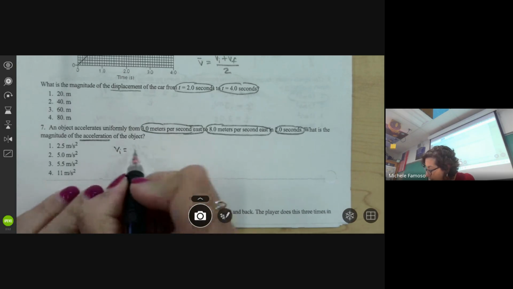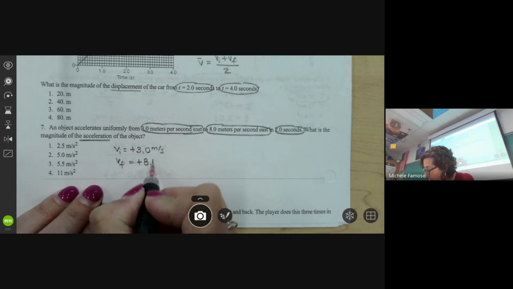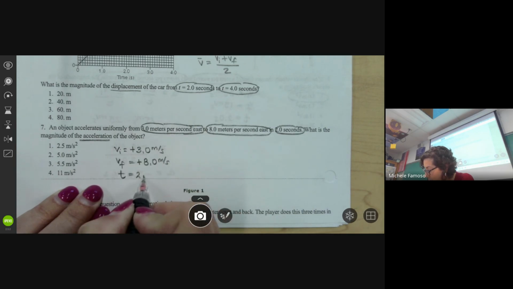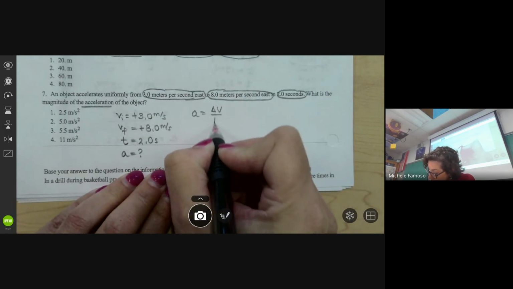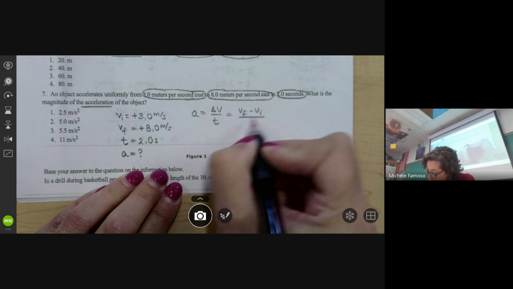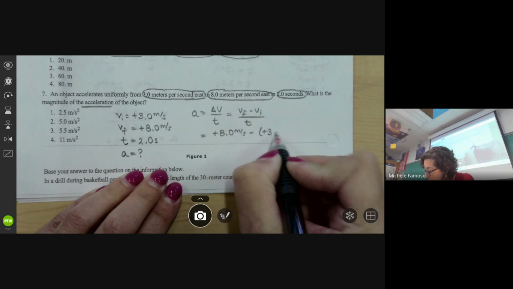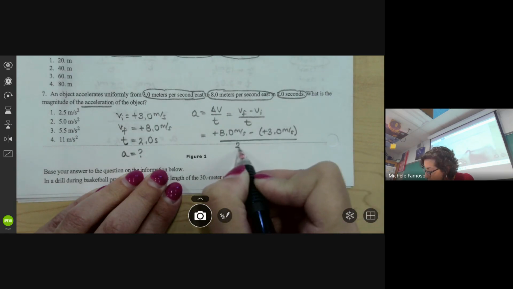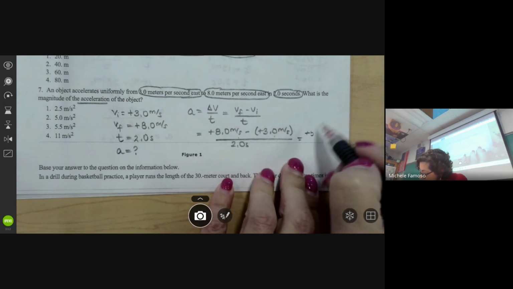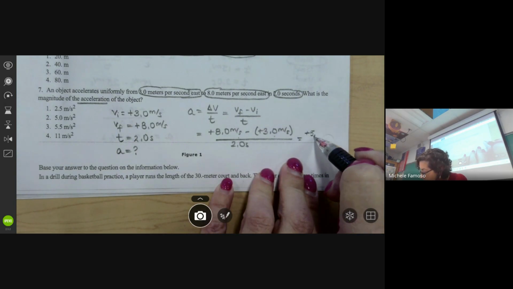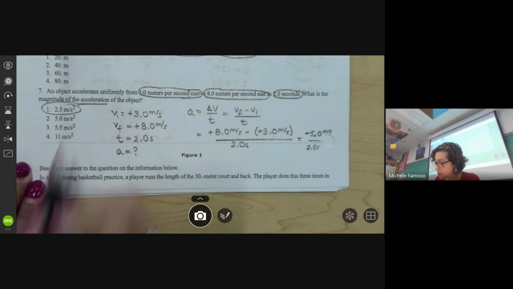So if I list my givens, my VI would be positive 3.0 meters per second. My VF would be positive 8.0 meters per second. The T is 2.0 seconds. I'm looking for A. To get that, I'm going to use A is change in V over T, or VF minus VI over T. So that means I have positive 8.0 meters per second minus positive 3.0 meters per second, all over 2.0 seconds. So 8 minus 3 is 5. So I get a change of positive 5.0 meters per second, which I have to divide by 2 seconds. 5 divided by 2 is 2.5, choice 1.